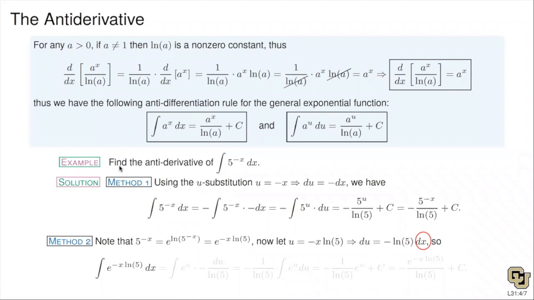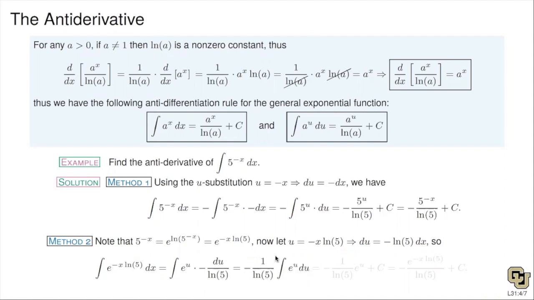So here, let me replace. I'm going to replace this negative x ln of 5 with u. And the dx, I'm going to solve for dx. If you solve for dx in this equation, you get dx is du over negative ln of 5. So that's what we have here: e to the u times negative du over ln of 5. The minus 1 over ln of 5 is just a constant.